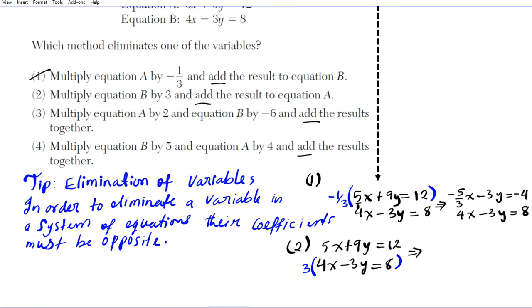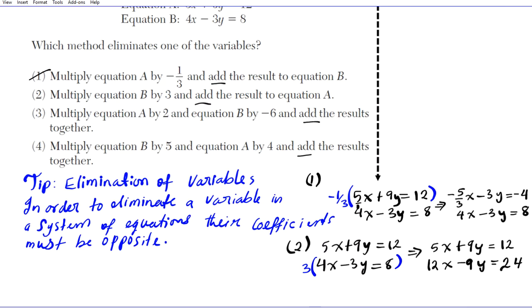Well, let us see. Equation A remains unchanged, 5x plus 9y equals 12. For equation B, distribute the 3 to every single term, so we have 12x minus 9y. 3 times 8 is 24. Now, do we have opposites? The x's are not opposites. The y's are opposites of one another.